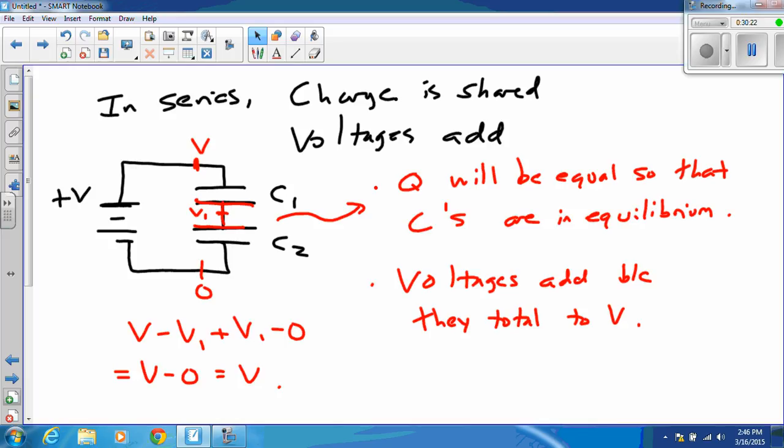Now, if you compare the actual physical circuit that we have to the schematic, it's not obvious that these two are the same, right? Look at that. It's like the Old Spice commercial. Look at me.